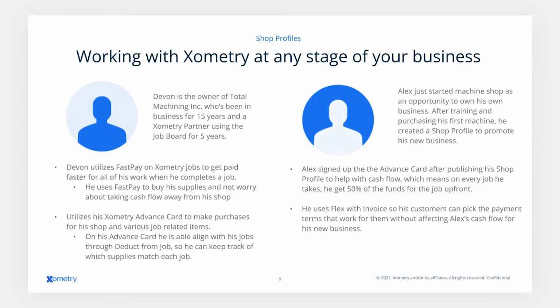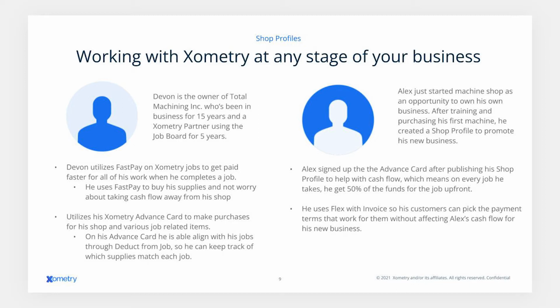All right. Well, we've got a couple different examples here. We have Devin, who has been in business for 15 years, been using the job board for 5 years. Devin's the kind of guy that uses fast pay to get paid faster for all of his work when he completes a job. He uses fast pay to buy supplies, not worry about taking cash flow out of his normal business finances. It's all contained.